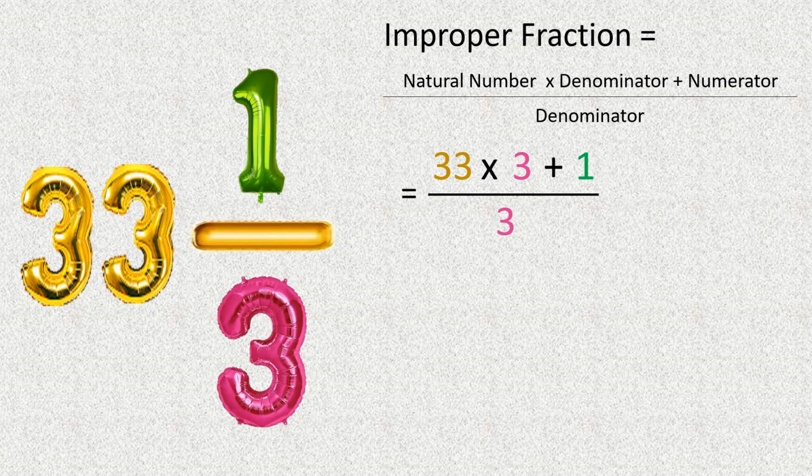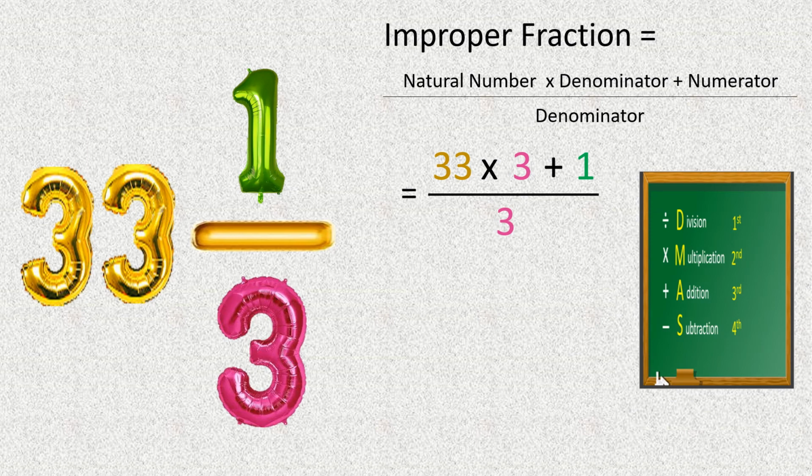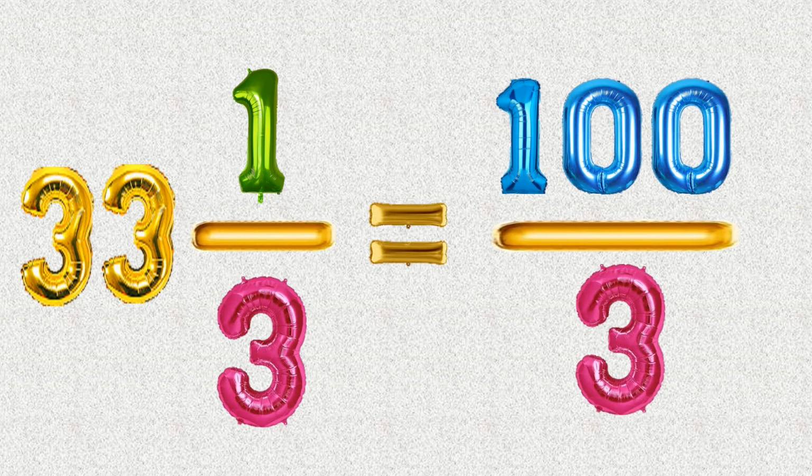Can you tell me what we have to do first? Multiplication or addition? Yes, multiplication. So do the multiplication. 33 3s are 99. So write 99 plus 1 upon 3. Then do the addition. 99 plus 1 we get 100 upon 3. So the improper fraction is 100/3.